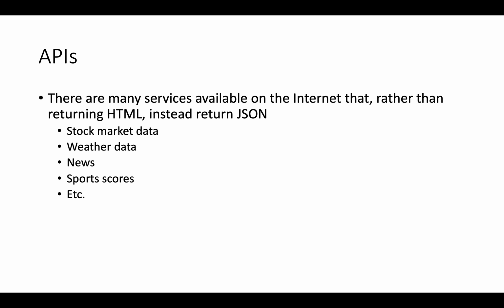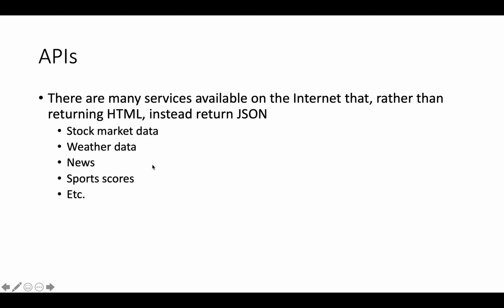There are many services available on the internet that, rather than returning HTML, instead return JSON. So there's stock market data and weather, news, sports scores. There's actually a Pokemon API that will return a bunch of information about Pokemon in JSON format. I just recently created another video on JSON, so if you don't know what JSON is, go watch that video, and you'll see that JSON is just a format for representing data. In that video, I show you how to parse JSON for use in your Python program.